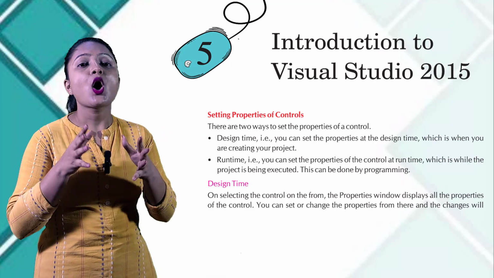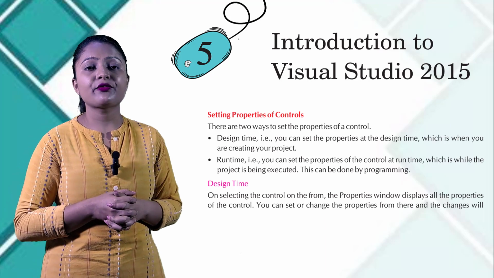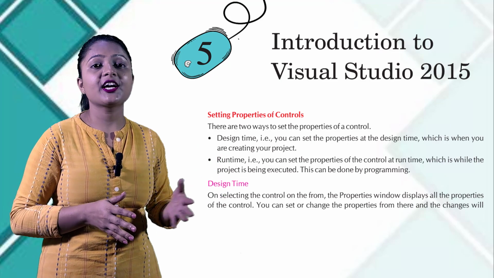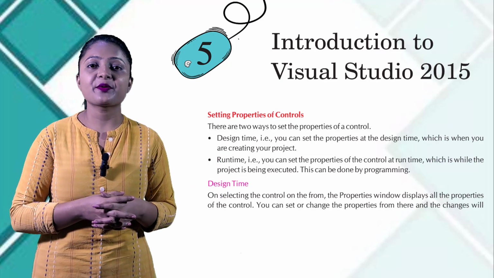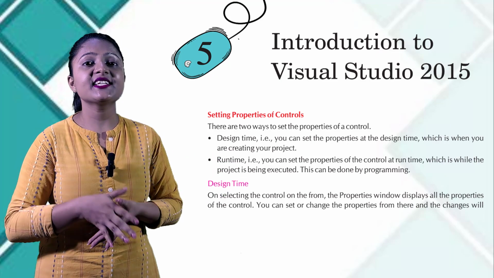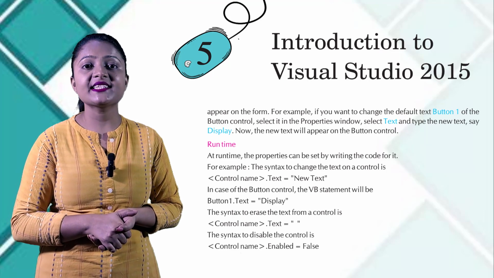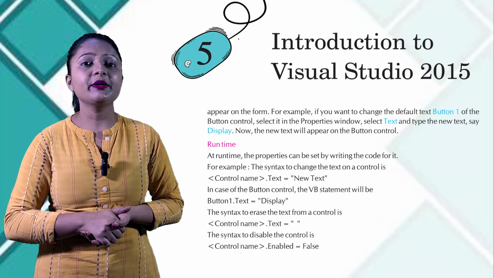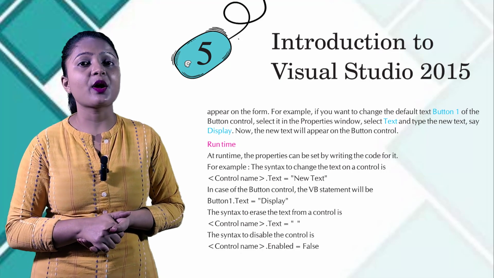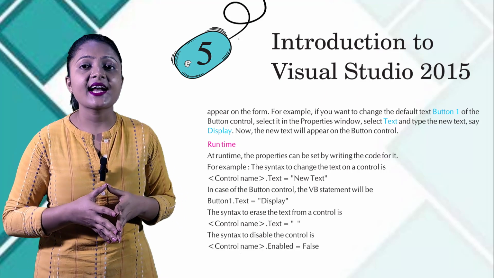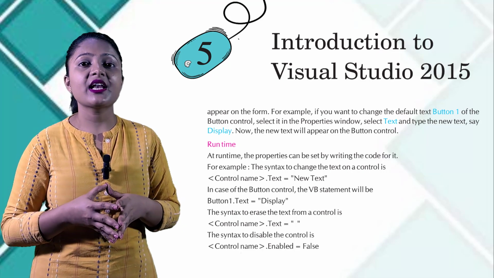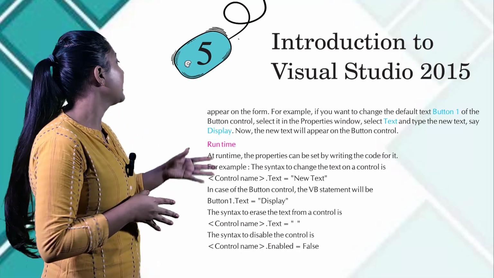Design time. On selecting the control on the form, the properties window displays all the properties of the control. You can set or change the properties from there and changes will appear on the form. For example, if you want to change the default text Button1 of the button control, select it in the properties window. Select Text and type the new text, say Display. Now the new text will appear on the button control.